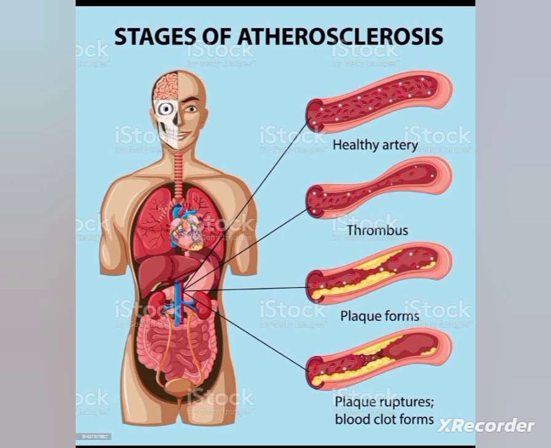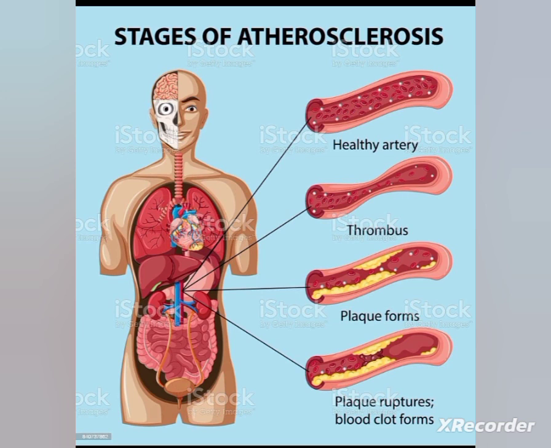In fatty streak, there is no restriction in blood flow. But in fibrous plaque formation, there is a restriction in blood flow. The blood supply will be partially blocked in fibrous plaque formation. But in complicated lesion, if the plaque ruptures, there will be total occlusion of blood supply. Okay, so that is regarding the stages of atherosclerosis.